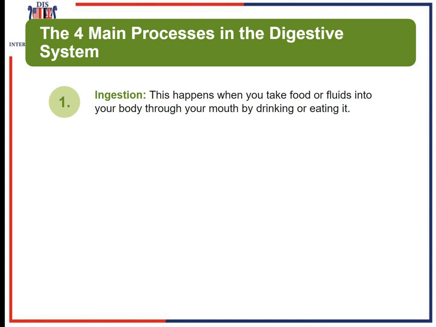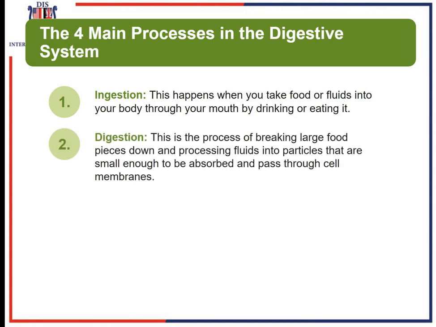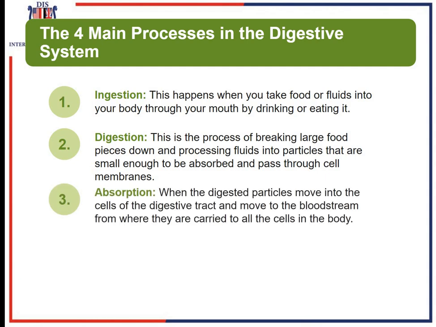What happens next? The food will go to your stomach to be digested. So the second step is digestion. This is the process of breaking the large food pieces into small nutrients, so it can be absorbed through the cell membrane. Third step is absorption. So first I will take in the food. This is ingestion. It will be broken down into smaller particles. This is digestion.